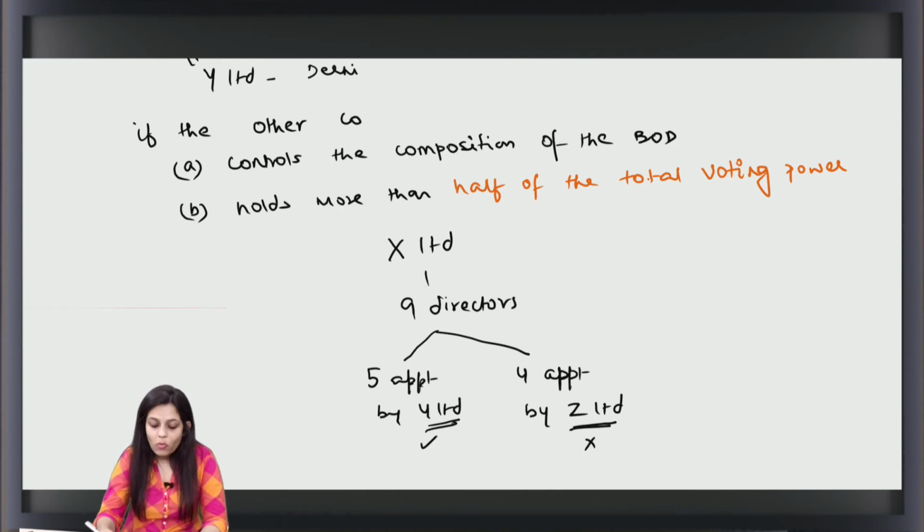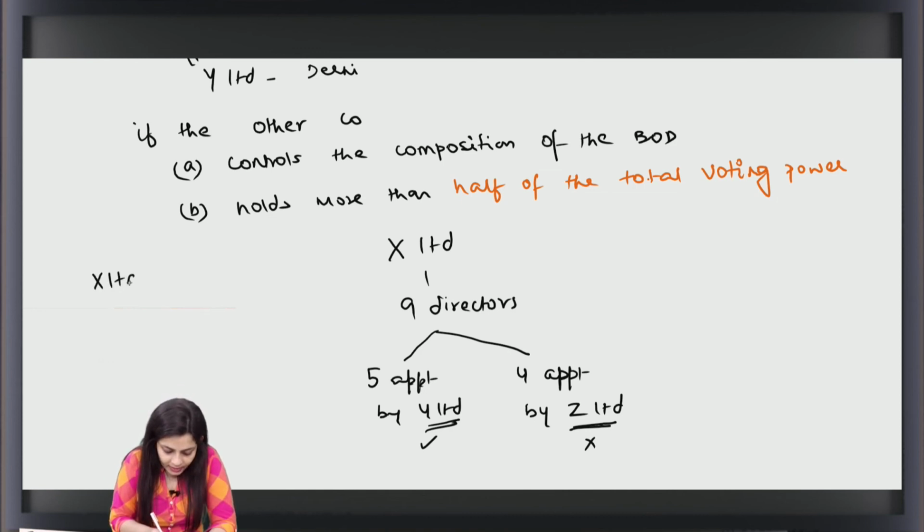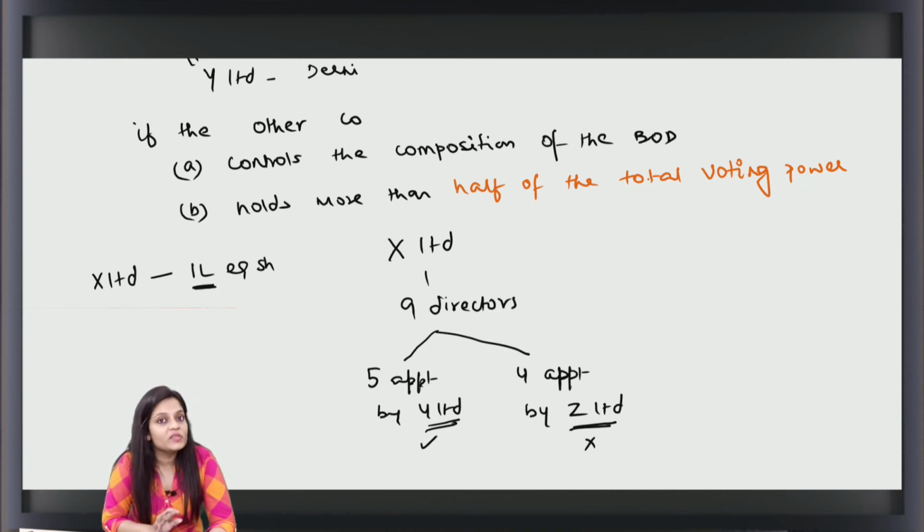Now, holds more than half. More than half means if I hold 50.1, that is also correct. So let us say X Limited has 1 lakh equity shares, each containing 1 vote. So when I say each containing 1 vote, that means more than 50% of this 1 lakh shares will give me more than 50% of the votes.